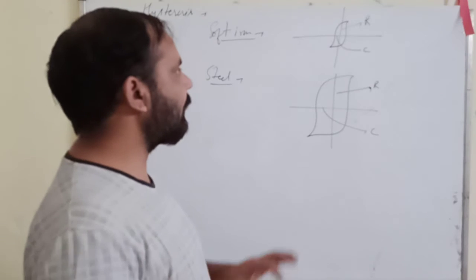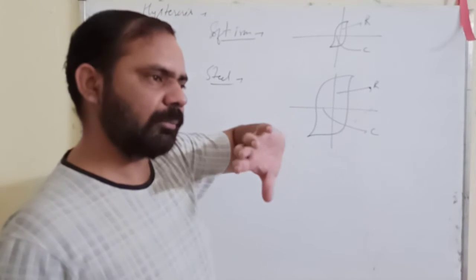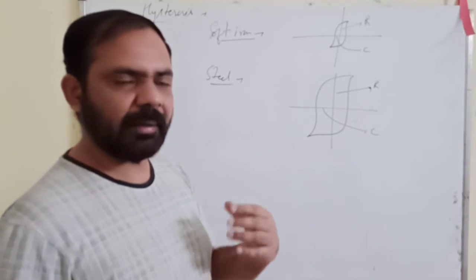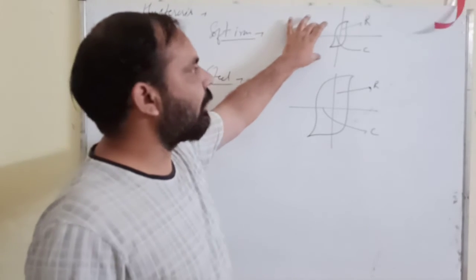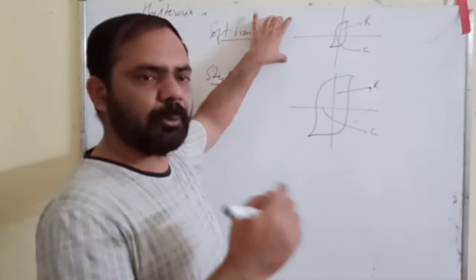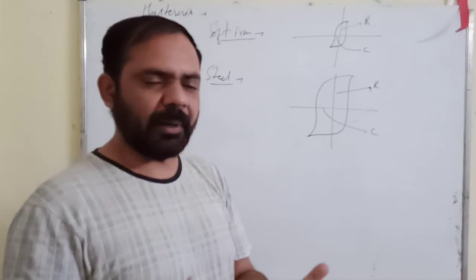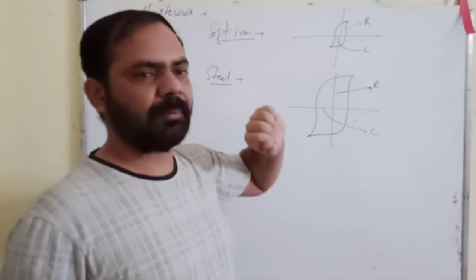Low retentivity simply means that if you make the external field, like the H value, the intensity of the magnetizing field, and if you remove that magnetizing field, most of its magnetic properties are lost. So with low retentivity, a low amount of magnetic properties is retained by this soft iron.